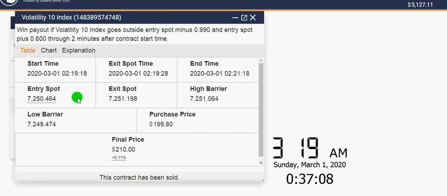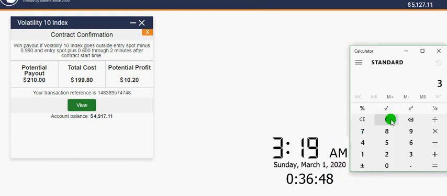So let me do the explanation. This is the entry spot, 7250.464. These are exit spots, 7251.19. This is the higher barrier. So this 19 is higher than our higher barrier. It goes outside our higher barrier. So we won the third trade. So we'll go for the fourth trade. After this, we'll go for the last trade. So we'll wait for 30 seconds.